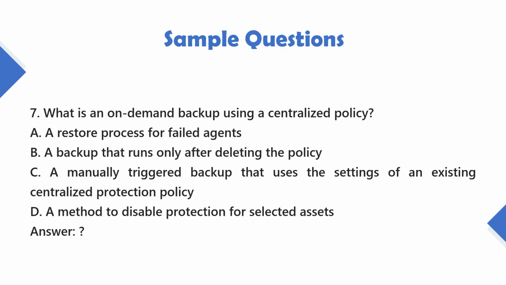7. What is an on-demand backup using a centralized policy? A. A restore process for failed agents. B. A backup that runs only after deleting the policy. C. A manually triggered backup that uses the settings of an existing centralized protection policy. D. A method to disable protection for selected assets.